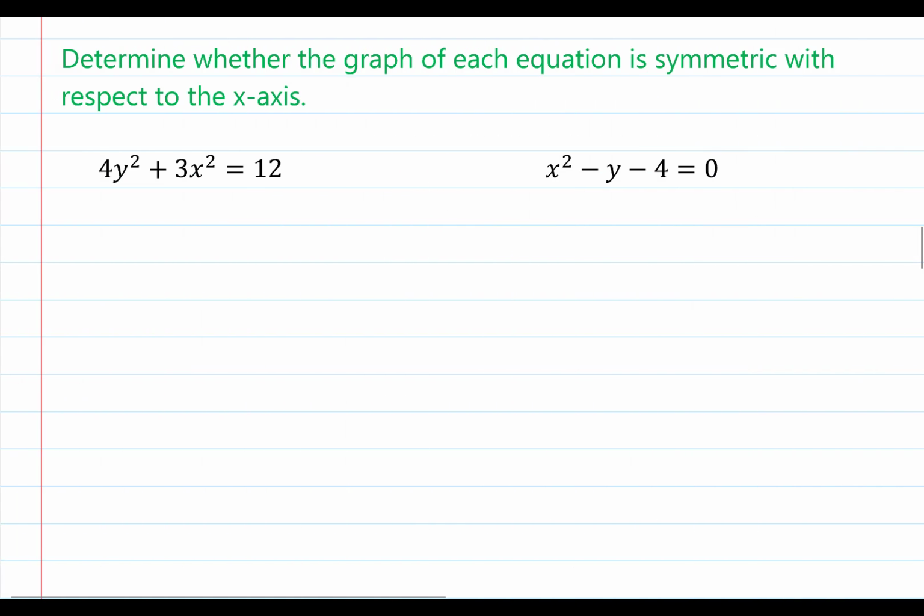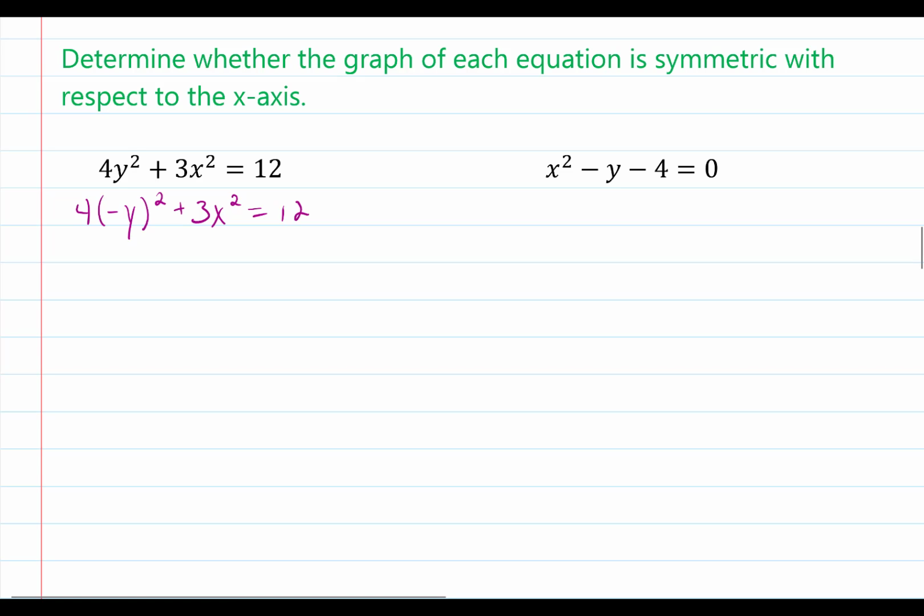Now let's use that test to determine whether the graph of each equation is symmetric with respect to the x-axis. So what we're going to do here is take this equation and rewrite it, except instead of positive y, we're going to substitute negative y in its place. All other terms will remain the same. Now notice I use parentheses, and it's a good habit to use parentheses anytime you do substitution. So now we have to simplify this equation.